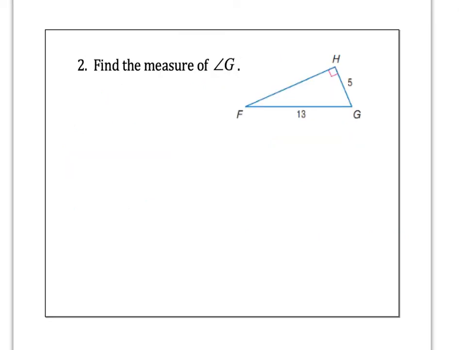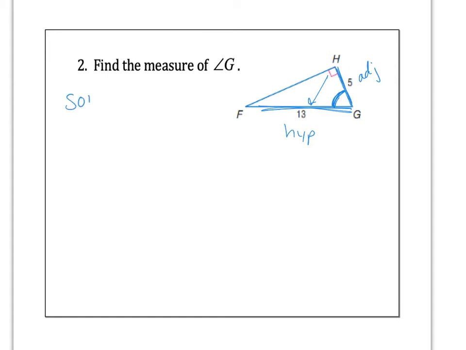Number 2, find the measure of angle G. Okay, so I go to angle G. Two sides have writing on them, so I figure out which two sides they are. Well, the one across from the 90, that's the hypotenuse. The 5 is the adjacent. See how the 5 and the 13 are right next to angle G, but 13's already the hypotenuse? That means 5 is going to be the adjacent side.